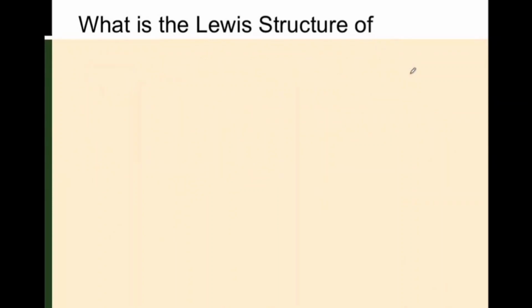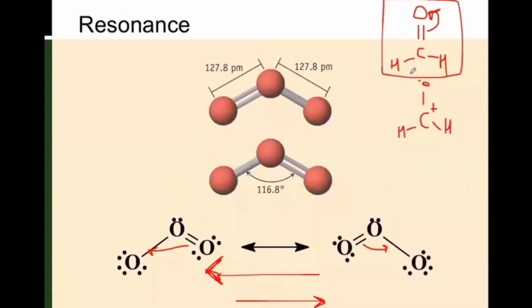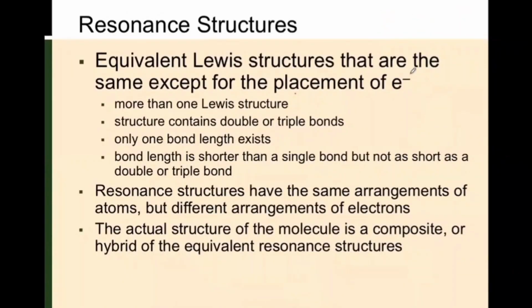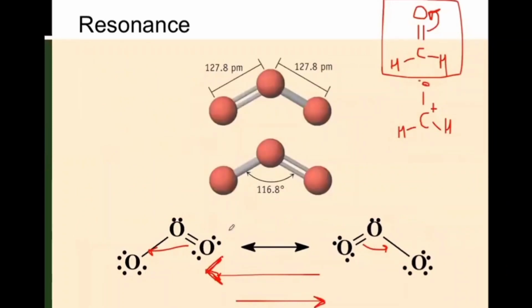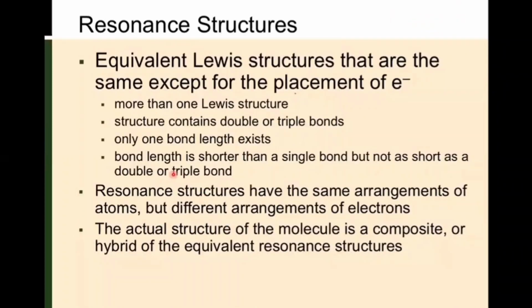Let's end it here on resonance. So I'll go over resonance one more time, and then we'll leave it there. So resonance structures are equivalent Lewis structures that are the same except for the placement of electrons. So you have more than one Lewis structure, two Lewis structures here, right? So there we go. That's our first part.